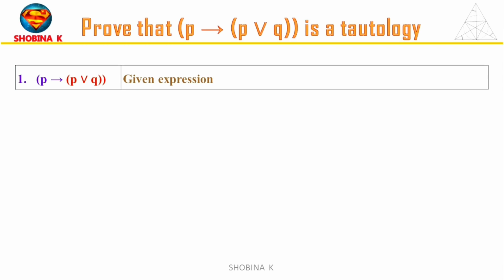First, let's delve into our expression, that is P implies P or Q. The arrow symbol stands for logical implication, often read as if then. It indicates that if P is true, then P or Q is true. In simple terms, this symbol establishes a relationship between two statements, with one statement leading to the truth of the other. We need to demonstrate that this relationship is consistent regardless of the values of P and Q.